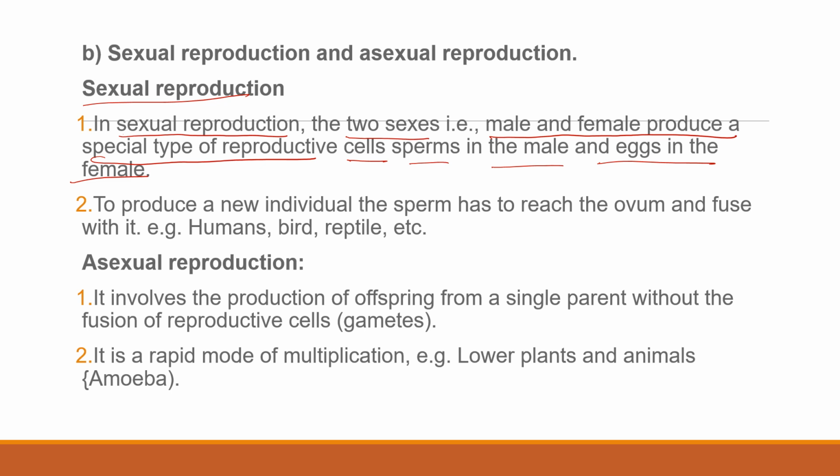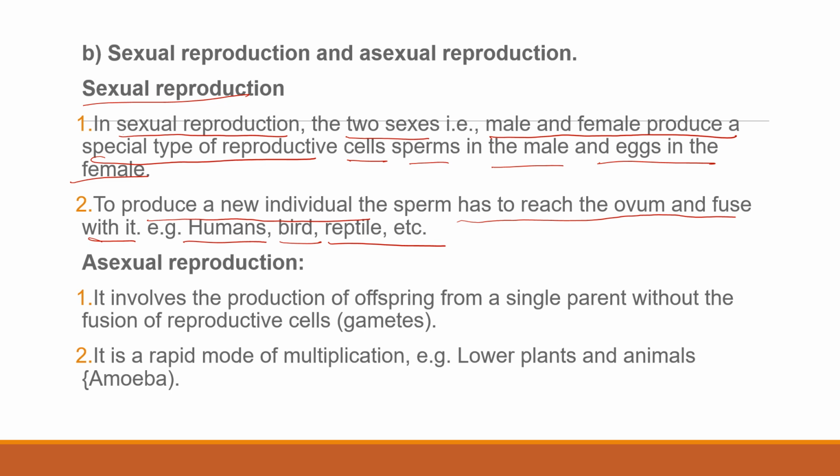Now, in sexual reproduction, to produce a new individual, the sperm has to reach the ova and fuse with it, like in humans, in birds, in reptiles. So, the sperm has to reach the ova. Both the sexes, the male and the female gametes, have to meet up, fuse, and fertilize, right? So then only.